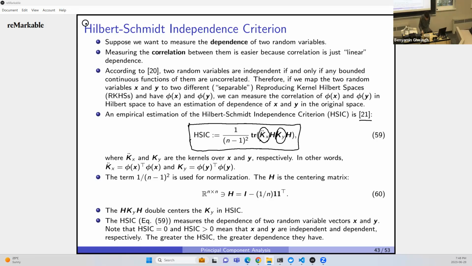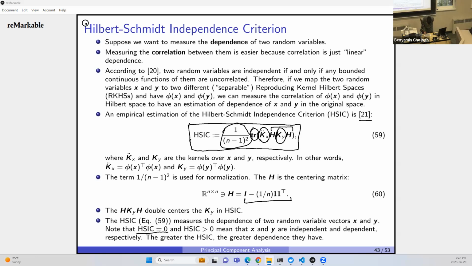I double center one of them, so here I have the double-centered Ky, H Ky H. Then I multiply one of them with the double-centered other one. I take the trace in order to make it a scalar. Then this is just a normalization factor, 1 over (n minus 1) squared, where n is the number of points. Now H is the centering matrix. This is HSIC.